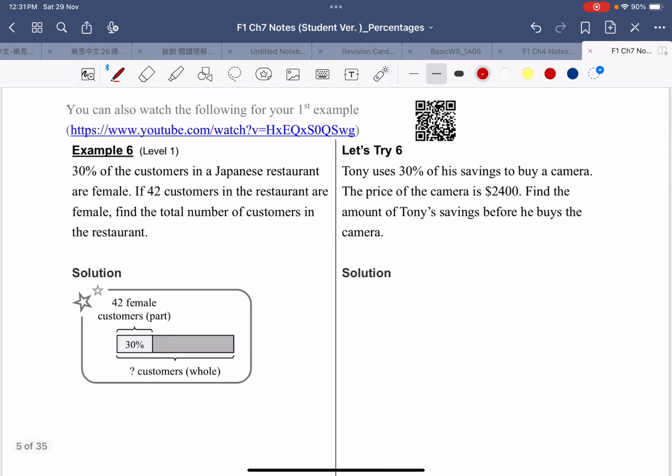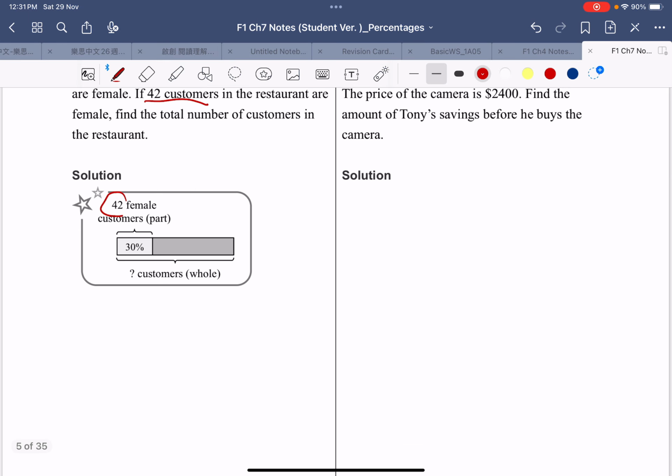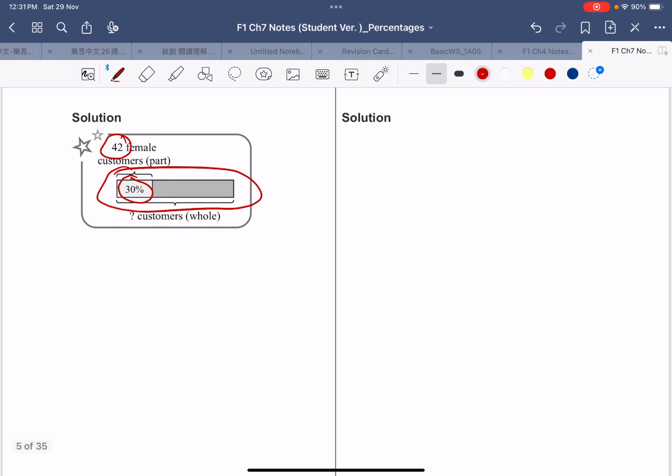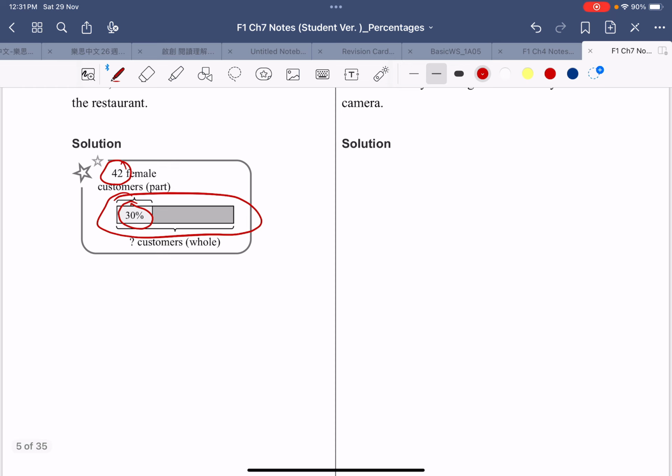Okay, let's try example 6. 42 customers in a restaurant are female. So how many customers in total in the restaurant? The idea is we know 42, we know this 30%, but we want to find the whole. Of course, if you're quick, you can just directly divide 42 by 30% to get the answer. But let's look at how to set up an equation for it.